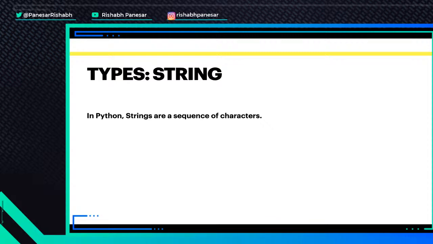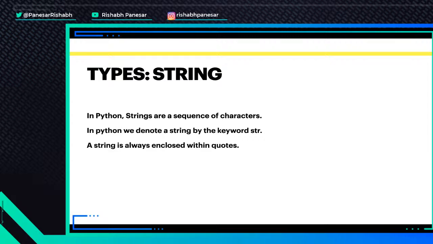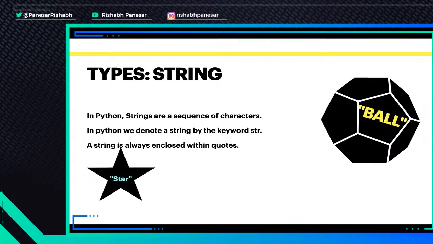Similarly, in Python, strings are again a sequence of characters. Python denotes a string by the keyword str. All are in small letters and the keyword is str. Now, similar to other programming languages, in Python also, we have strings and we enclose the strings in quotes. It can be either double quotes or single quotes. These are very simple examples that show how strings are written.